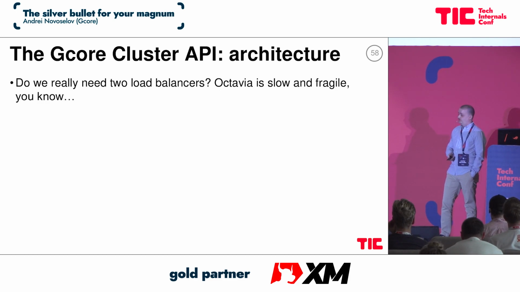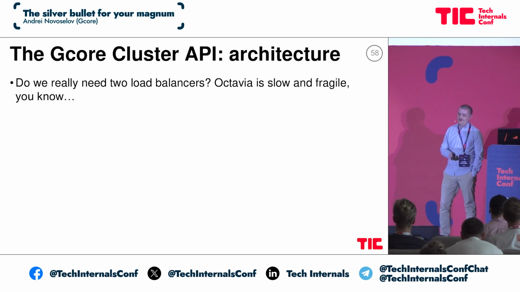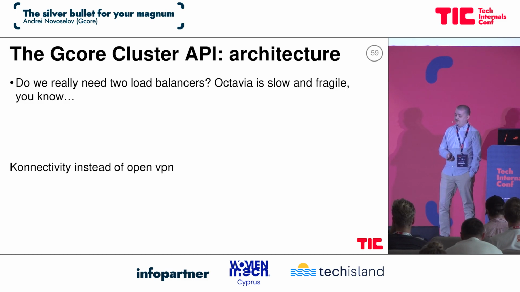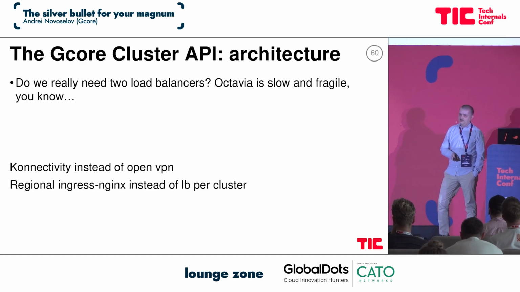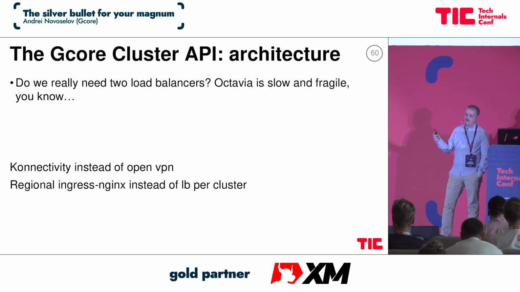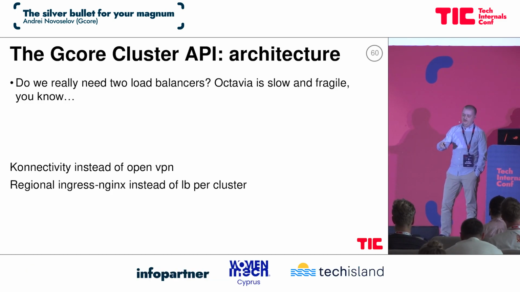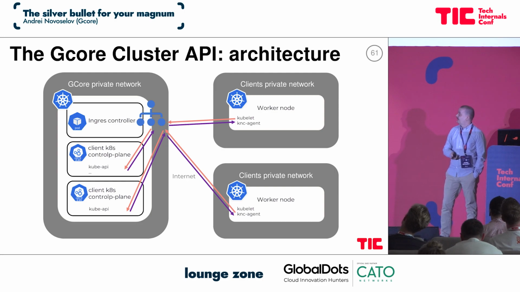But do we really need two load balancers? Because, you know, Octavia and OpenStack is not that reliable, and it also is not very fast. And we can use connectivity instead of OpenVPN. And we can get rid of load balancer for each Kube API and use just a single ingress controller for the whole region, for the whole clusters, and then the client's Kube API would be exposed as an ingress, and we will use just a reverse proxy for it. And that's what we did.